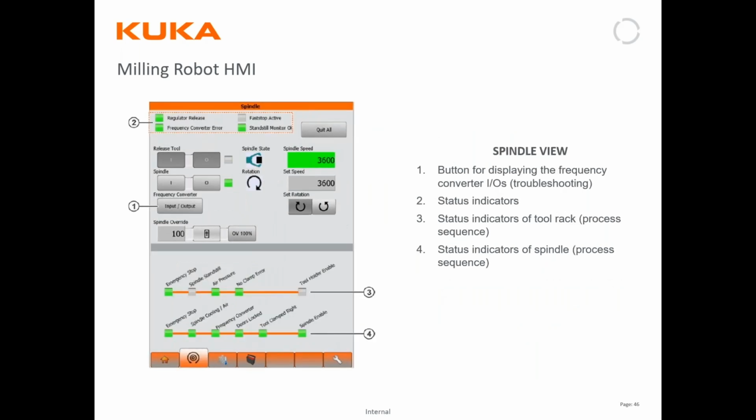Then if you click to the second tab, you see the spindle view. There is a button for displaying the frequency converter inputs and outputs, which is used for troubleshooting. You get the status indicators. The status indicators for the tool rack are also available. Status indicators for the spindle are also available.